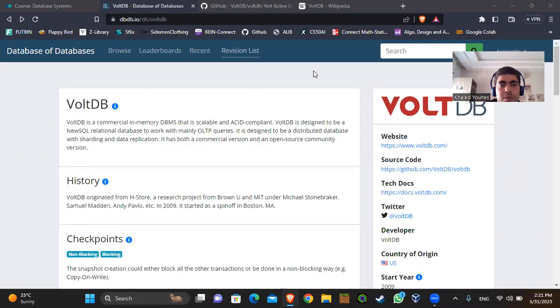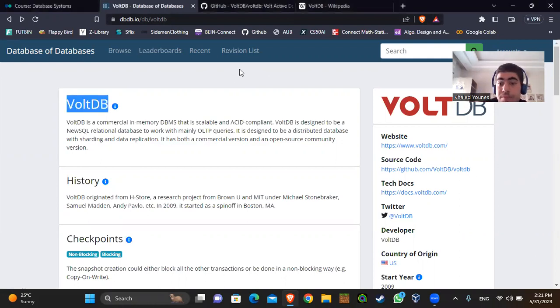So I found a really useful website called Database of Databases. It's a website that describes many types of databases. I'm going to talk about VoltDB, obviously.